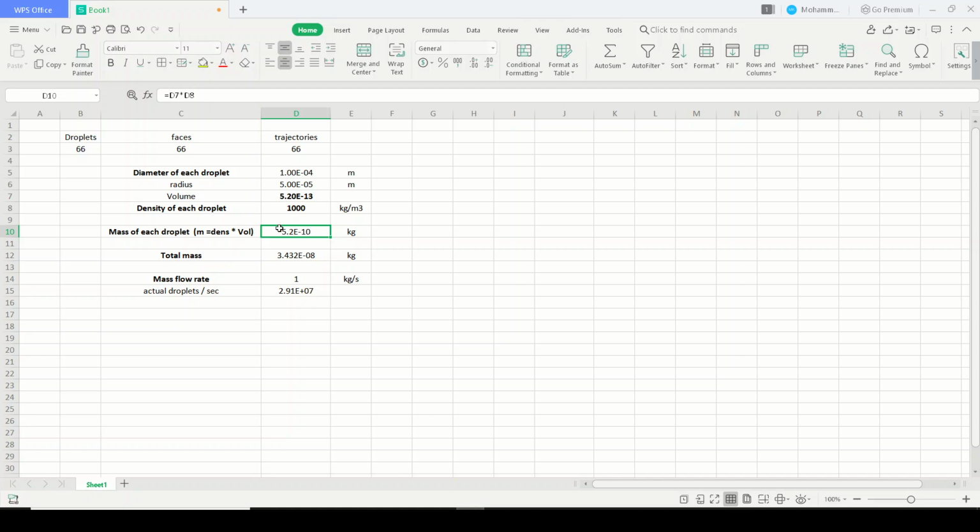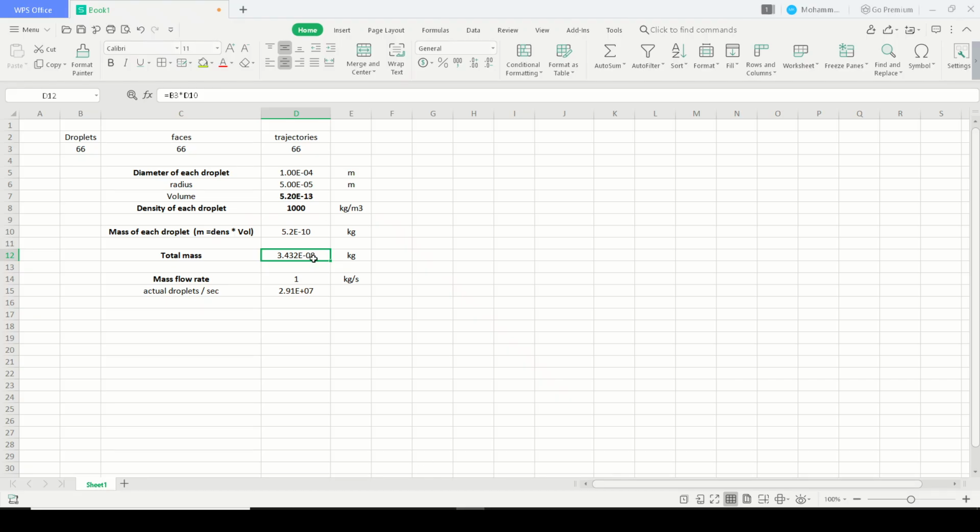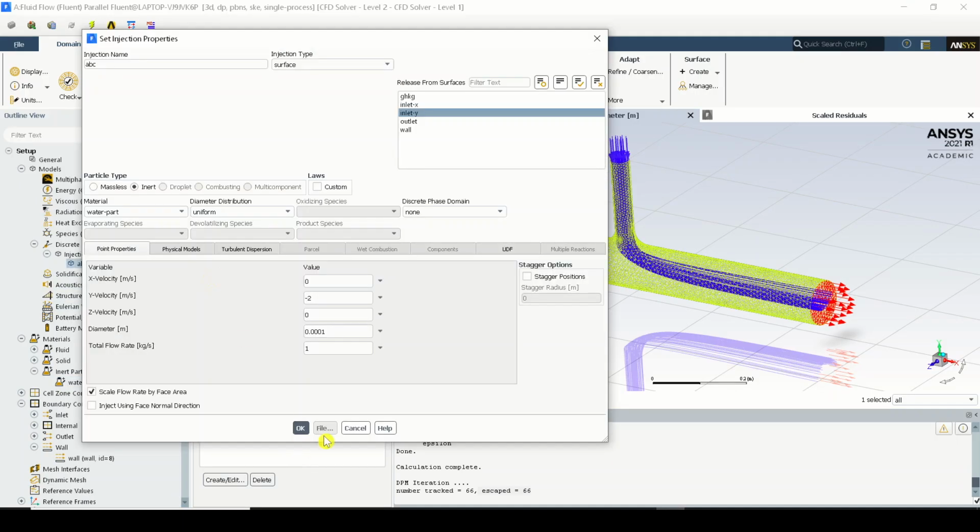Clear? And if you want to calculate the mass of all the droplets, you simply have to multiply with 66. Clear? Because we have 66 droplets, just multiply with the mass of each droplet, and you will get the total mass. The total mass of all the 66 droplets combined at this particular location when they're entering is 3.4e power minus 8. Clear? And as we know, the mass flow rate was 1 kg per second that we have set up in the injection.